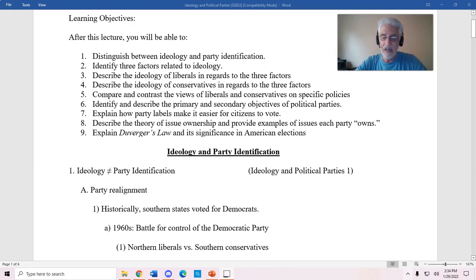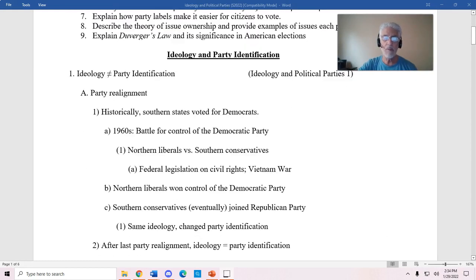Around the 1960s, a battle for control of the Democratic Party started. What happened is that there were liberals who were from the North, who were Democrats, that made up part of the Democratic Party, but there were also conservatives from the South who had historically voted Democratic. And so you had these two groups of people who identified as Democrats, but they had very different views. And in particular, around the 1960s, there was a big clash over two particular policies.